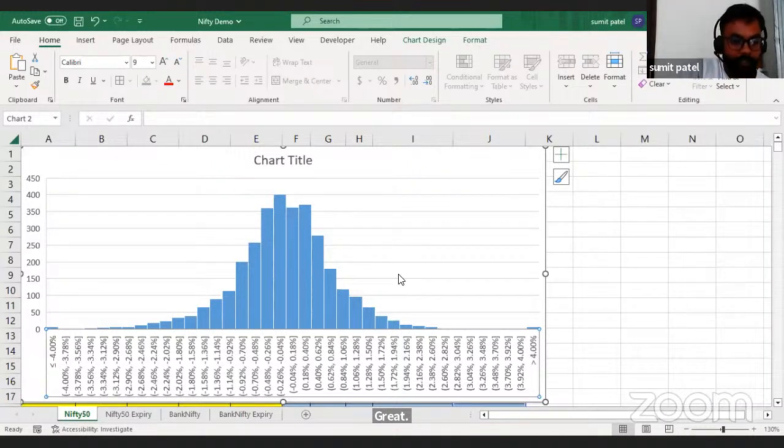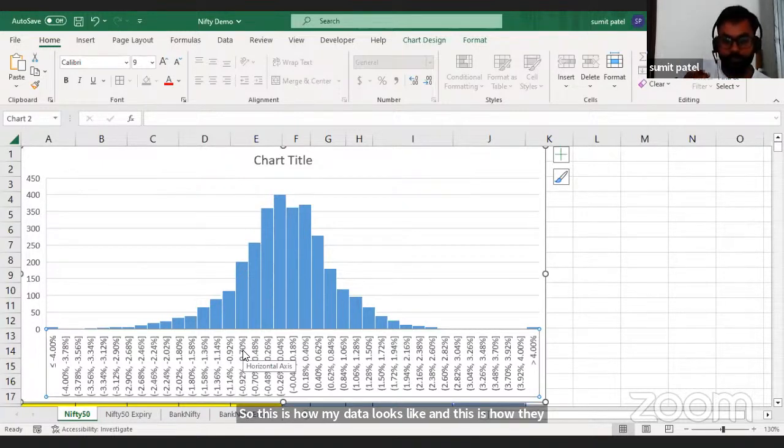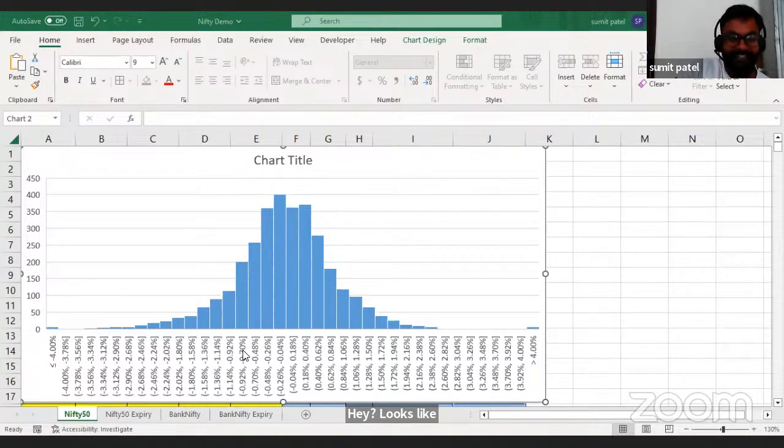So this is how my data looks like. This is how the histogram looks like. Now, what do you think? Is this a normal distribution? Right, it looks like a normal distribution, right? Or very, very close. If I change the width a little bit, you'll see an exact normal distribution. Great. Now, what do I need next?